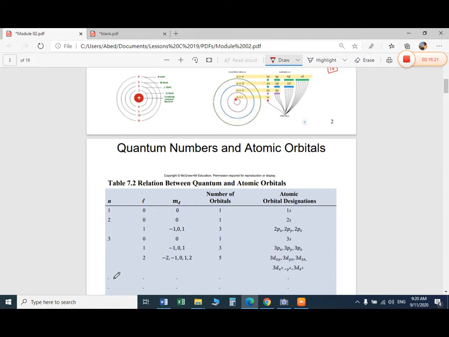He is not showing you n is equal to 4, so you have to make it yourself. Write 4 here and write all the possible L values, write all the possible values of ML, write the number of orbitals present in each subshell, and then write the atomic orientation designations here. So you will understand the 4 which I already showed you here.